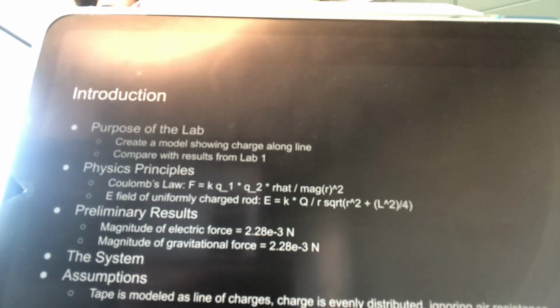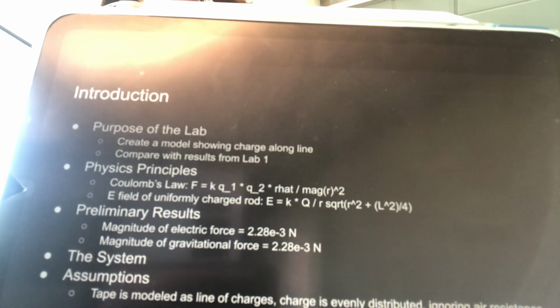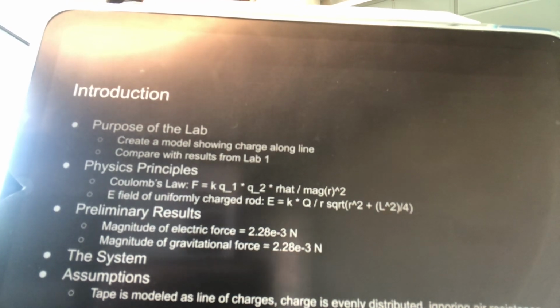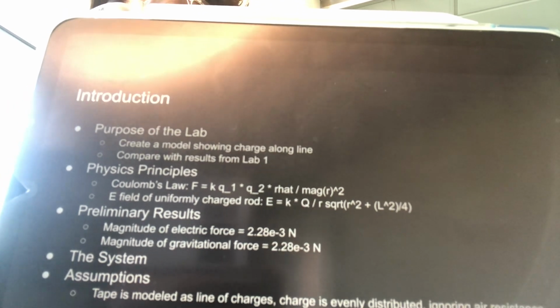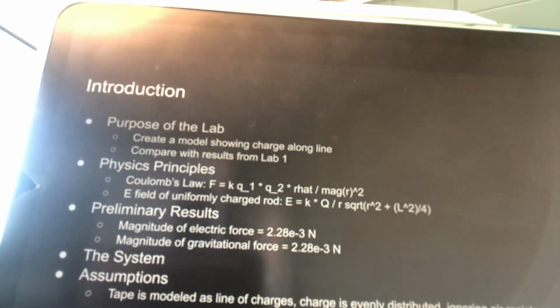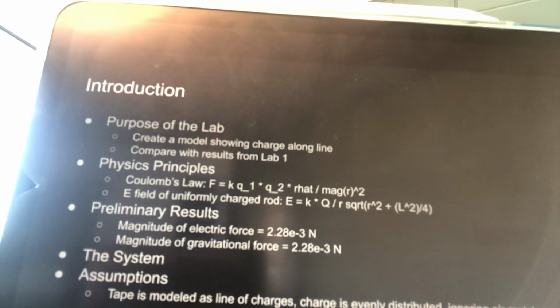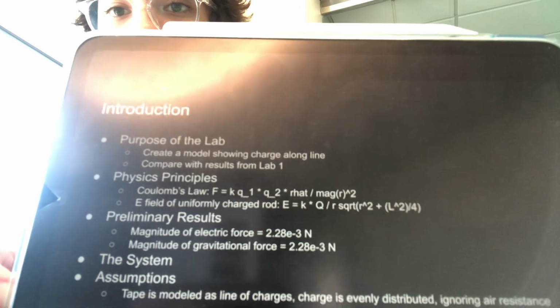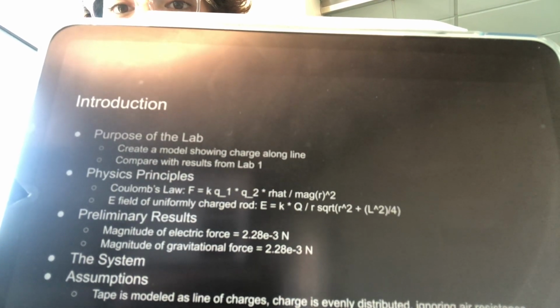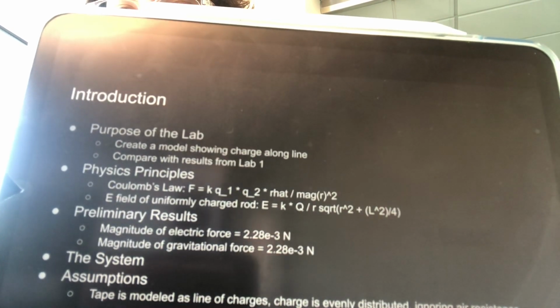The preliminary results were that we found that the magnitude of the electric force and the magnitude of the gravitational force were equal, and this was about 2.28 times 10 to the negative 3 newtons. The system in this scenario is just the two lines of point charges.